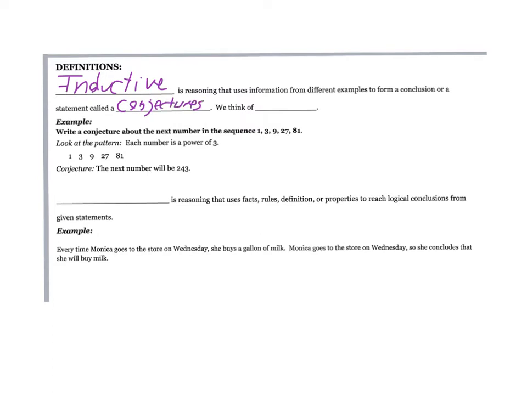Think about it in terms of looking at a pattern and predicting what comes next based on that pattern. For instance, write a conjecture about the next number in the sequence of 1, 3, 9, 27, 81. Well, it looks like for each one of these, it's 3 raised to a specific power. 3 to the 0, 3 to the first, 3 to the second, 3 to the third, 3 to the fourth, and then 3 to the fifth, which would be the number 243.